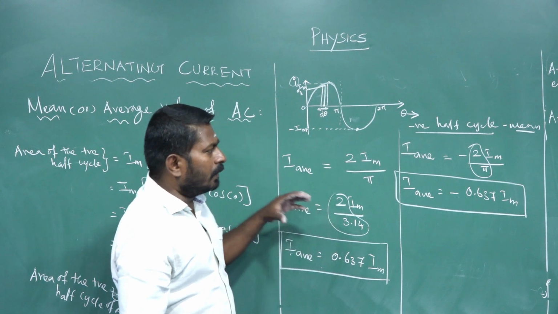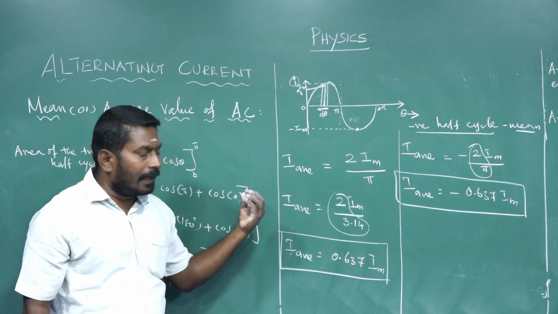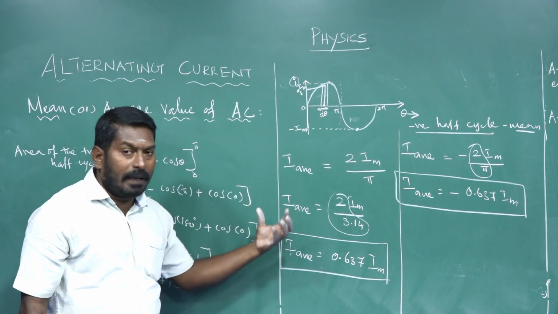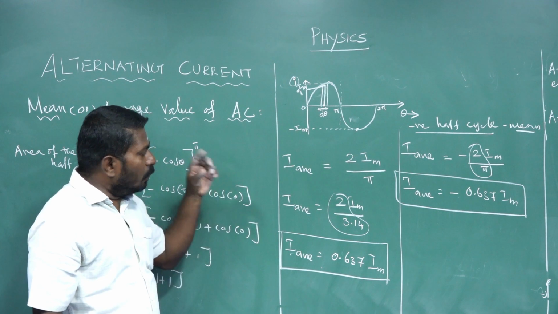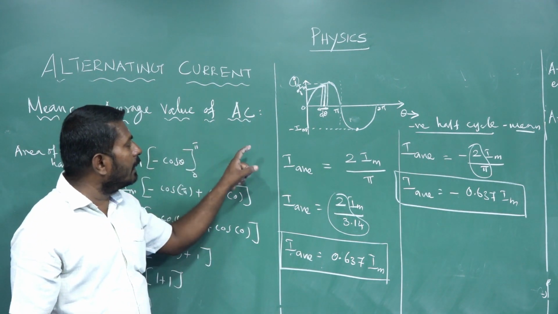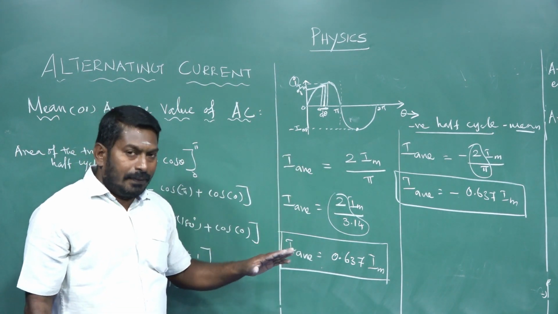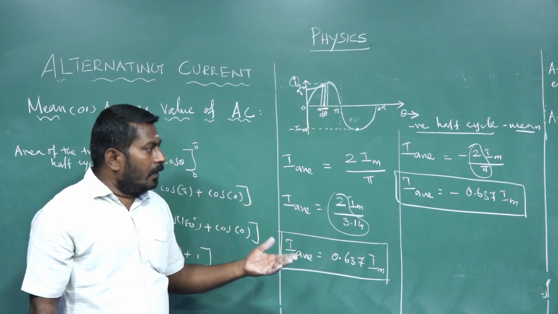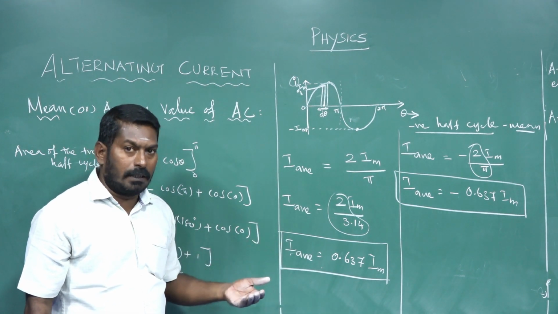So it is an important thing, how we can measure or specify the alternating current. One way is to measure the mean or average value of alternating current over a positive half cycle or negative half cycle. Next we will see another method, the root mean square value of alternating current, in the next video class. Thank you, students.